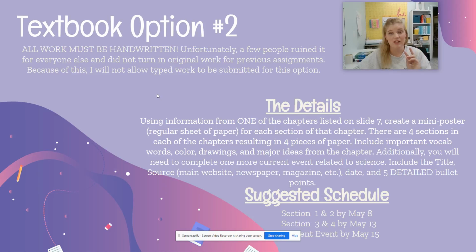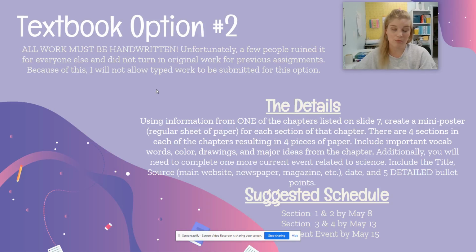Option number 2, using the same textbook chapter options, you're actually going to make mini posters. So just one piece of notebook paper or one piece of printer paper for each section. These are not going to be as detailed on information. However, you will need to have drawings and illustrations and have color and try to capture the major idea from the chapter with whatever important vocab was there.